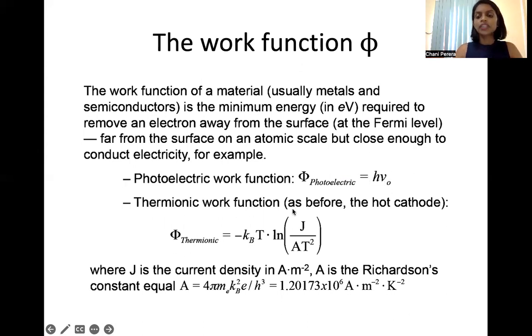And for the thermionic work function for hot cathodes, there's this k_B, the Planck constant, and all coming into play. J here is the current density, and A here is the Richardson's constant, which is given by another expression, which I'm not going to go into detail here. But just keep this in mind: the work function of a material gives you an idea about the minimum energy required to remove an electron from the surface.